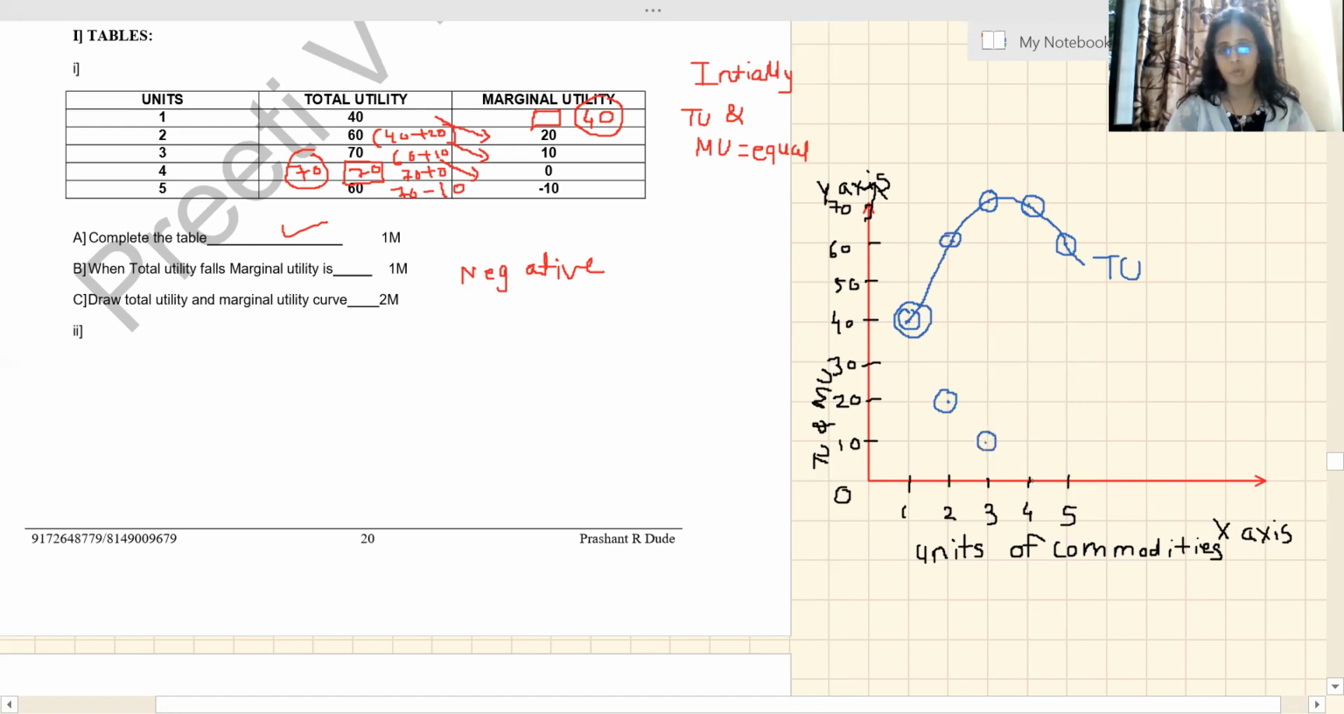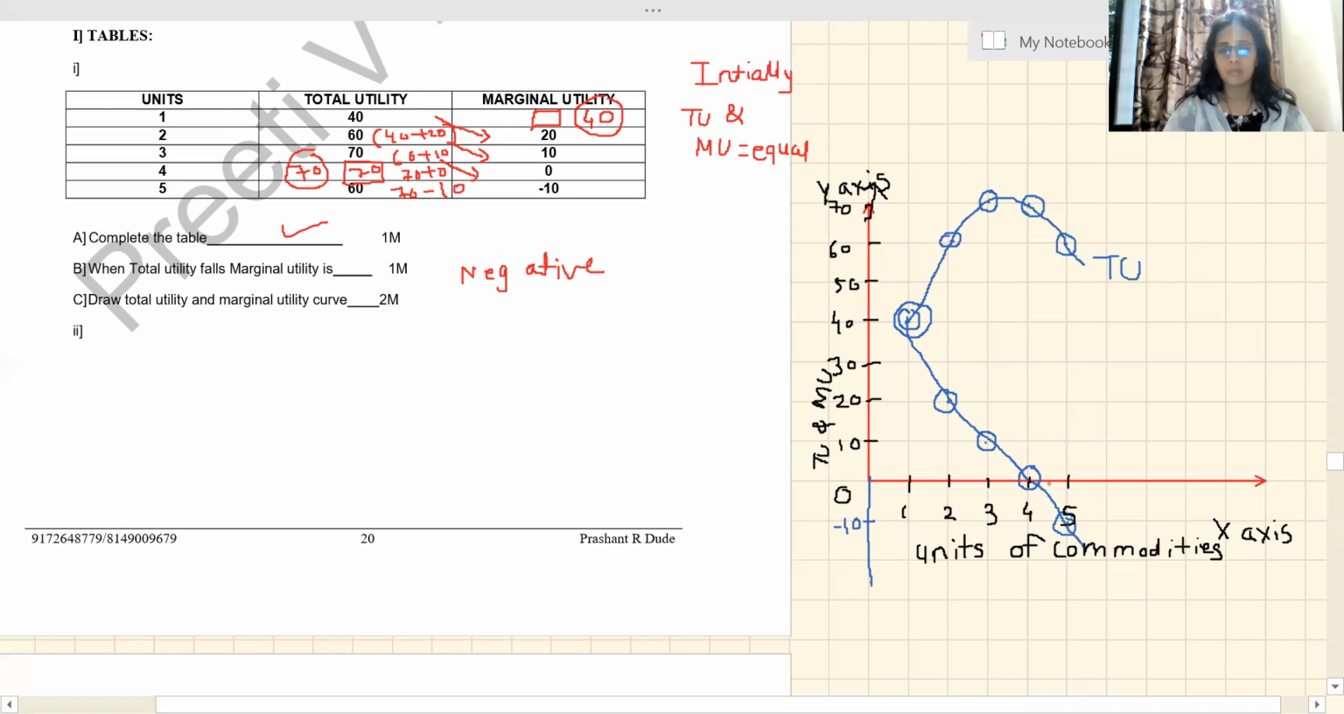At fourth unit it is 0. 0 means on the axis only, x-axis. And on fifth, we have not shown this negative quadrant. Extend this part also, and after 1 centimeter mark it as -10. Okay, now at fifth unit I have -10. What I will do, I will join this. It should come straight line. Okay, I will join this.